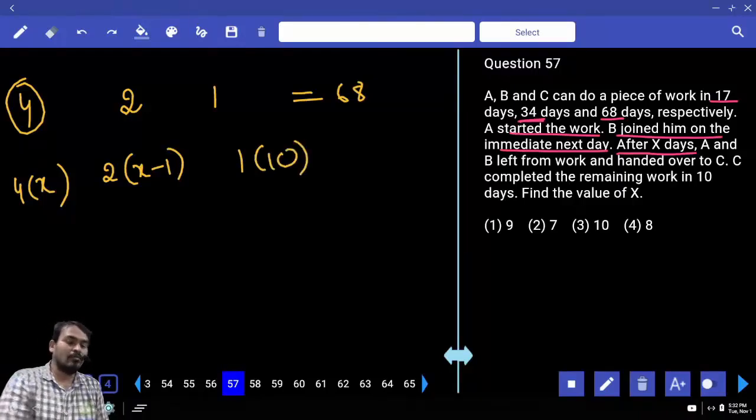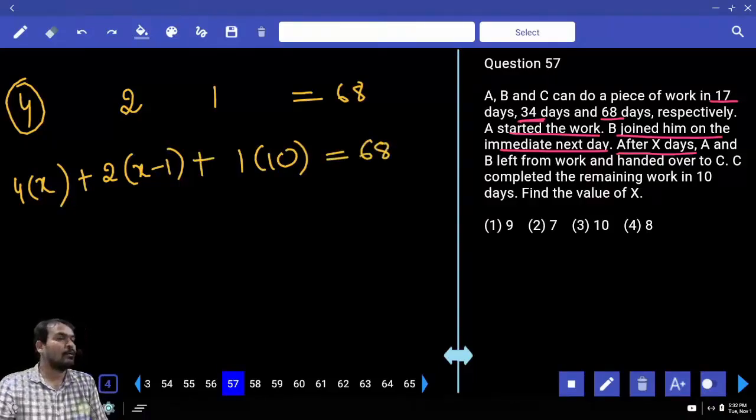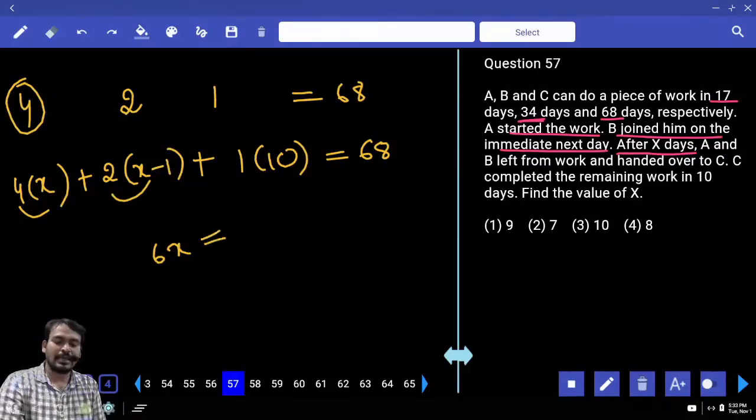All these are added. We get the total work or remaining work? Total work. What is the total work here? 68. Solving this, we get the X value. Left hand side 4X plus 2X, 6X. Minus 2 plus 10, plus 8. Plus 8 becomes minus 8. 68 minus 8, 60 or not? What is the X value? 10 or not?